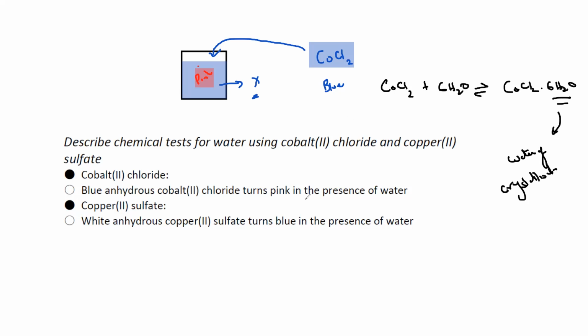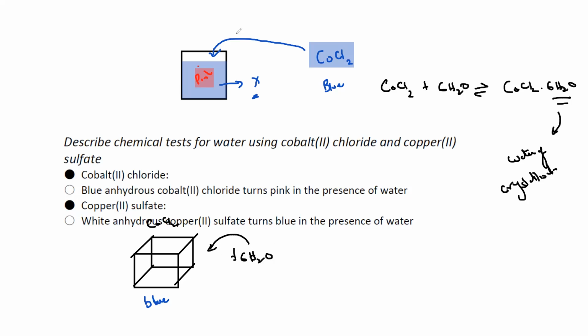What is the concept of water of crystallization? As we know, an ionic compound exists as a lattice, meaning an arrangement of positive and negative ions. So this is a lattice of cobalt chloride, CoCl2, and this lattice is blue in color. But what happens to this lattice if we add water, for example 6 water molecules? As a result, this lattice will turn pink.